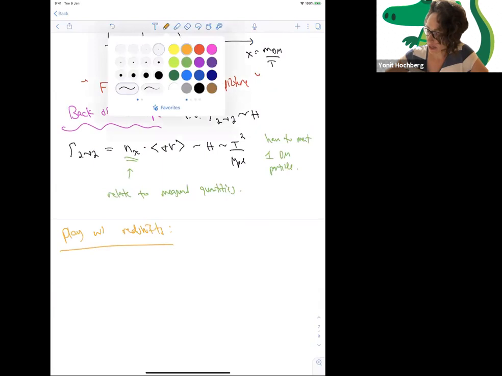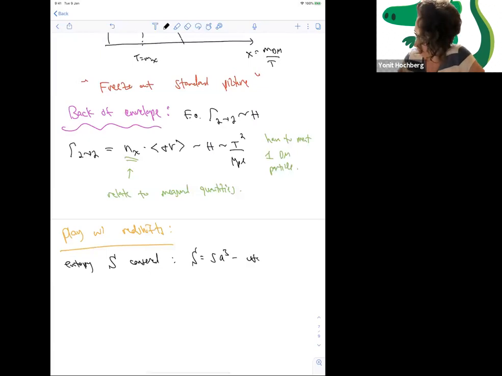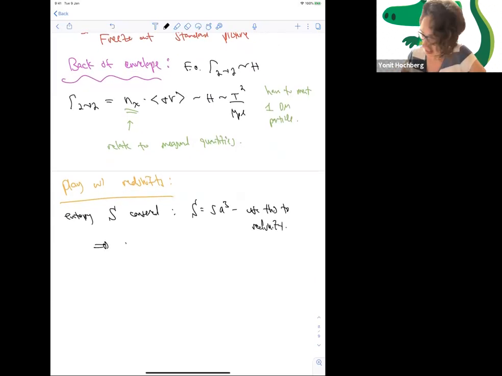Okay, so to play with redshifts, let's remember the following fact. Our total entropy S is conserved. And our total entropy is the entropy density times the scale factor cubed. And what we're going to do is use this to redshift. Basically, this means that we can scale things with the entropy density, which goes like 1 over a cubed. This goes like T cubed. And also I'll just remind you, temperature scales like 1 over the scale factor.